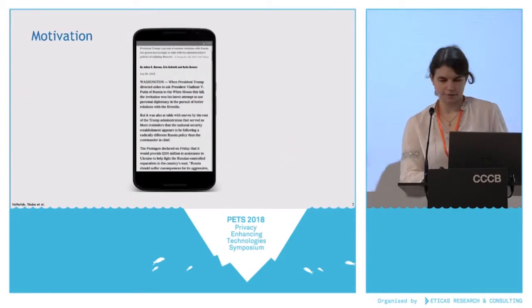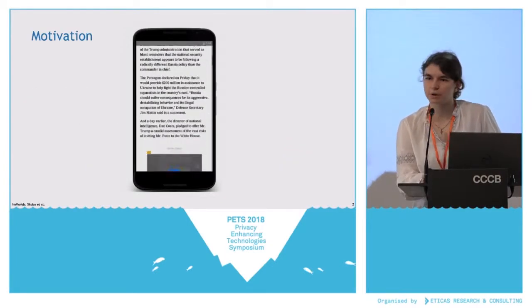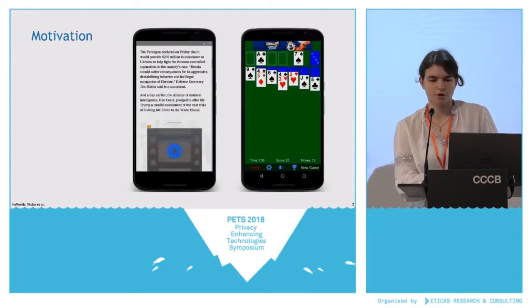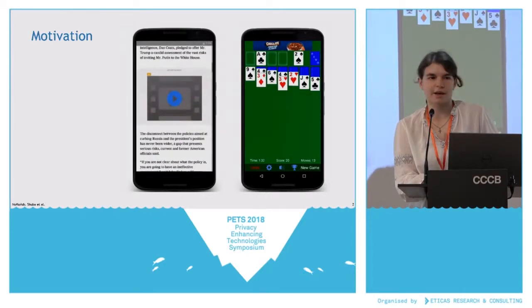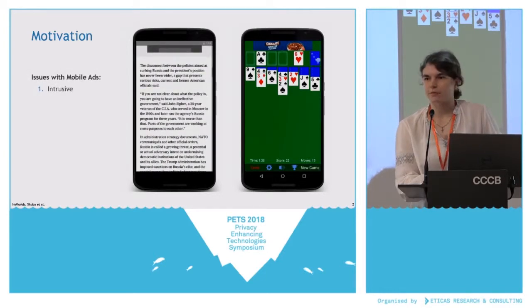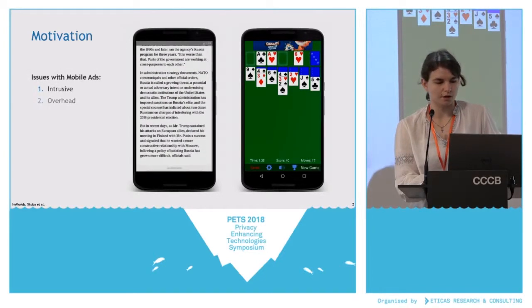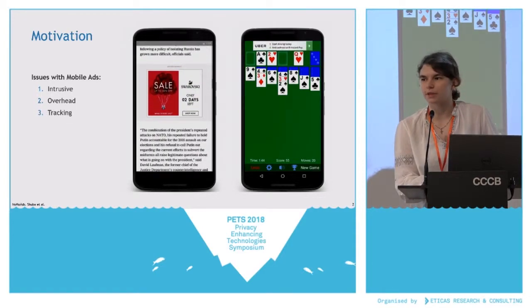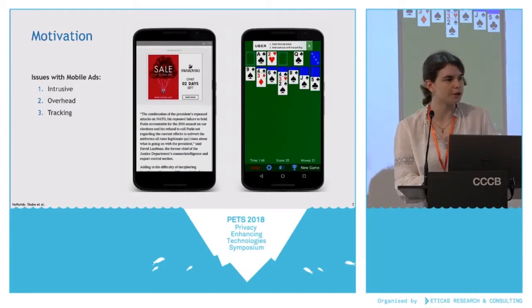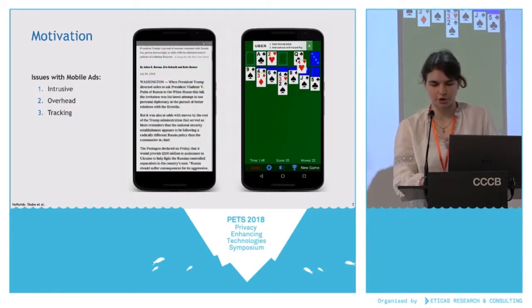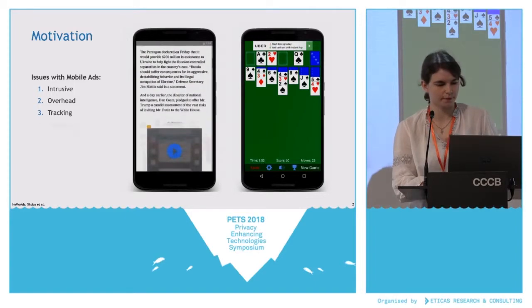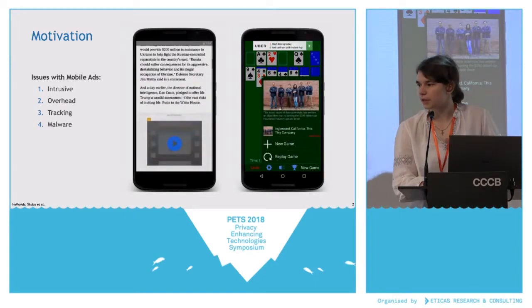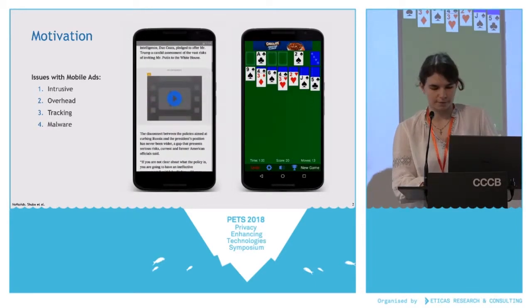I'm sure this has happened to all of us, where we're trying to browse some news, or we're trying to play a game and an ad pops up and distracts us from what we're trying to do. Aside from being intrusive, ads also cause you a lot of overhead in terms of network and CPU usage. On top of that, a lot of ad libraries collect your personally identifiable information, or PII, for tracking and personalization purposes. Finally, some ads have even been shown to spread malware.